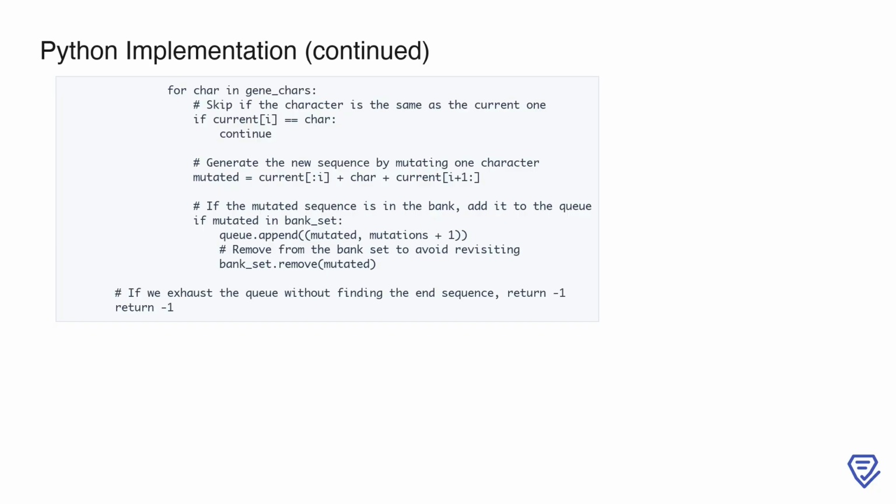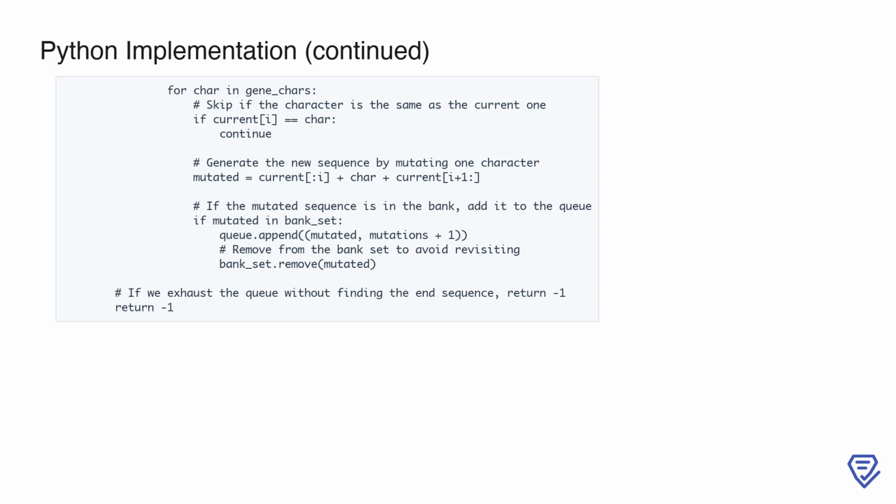If the character at the current position is the same as the one we're trying to mutate to, we skip that iteration since there's no change. Otherwise, we create a new sequence by replacing the character at the current position with the new gene character. If this newly mutated sequence exists in the bank_set, it means it's a valid mutation.